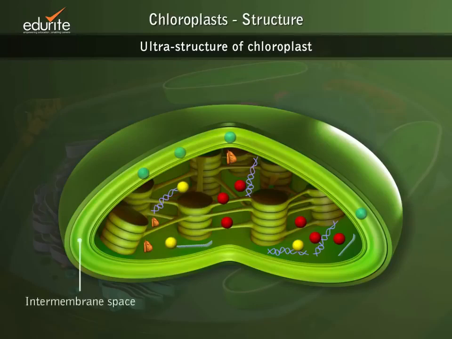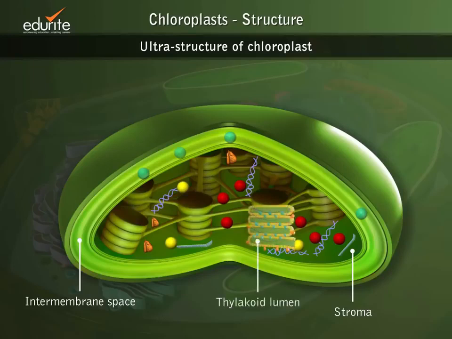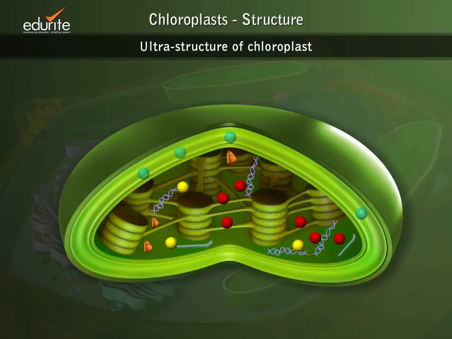1. The intermembrane space between the inner and outer membranes of the chloroplast envelope. 2. The stroma, which lies inside the envelope but outside the thylakoid membrane. And 3. The thylakoid lumen. The thylakoid membrane is a network of membrane-bound flattened discs called thylakoids, which are arranged in stacks called grana.